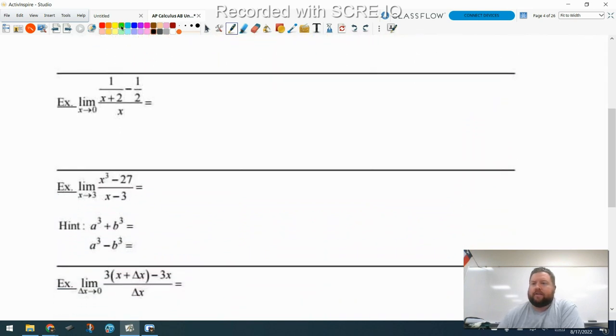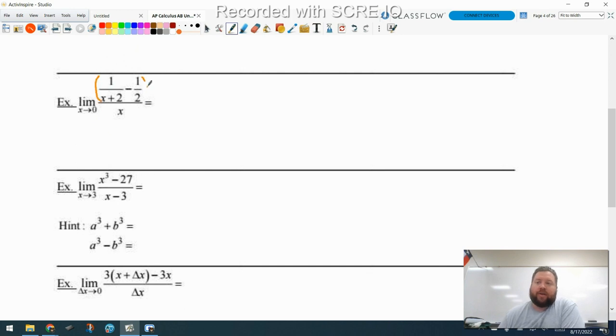All right, next. So plug in 0, you get 1 half minus 1 half. That's a 0 on top. Plug in 0, 0 on bottom. So 0 over 0, we have more work to do. So this is called a complex fraction, a fraction inside a fraction.